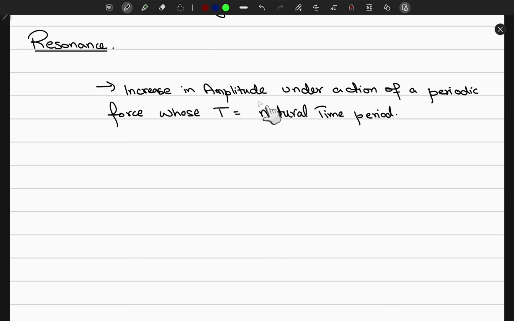Now, this whole thing can be thought of in multiple ways. You could have also said the same thing in this fashion, that the response of a system to any external periodic force whose time period is equal to the natural time period of the body is known as resonance. Or also, you could have said that resonance is a process in which a body would transfer all of its vibrations to a body that's near it.